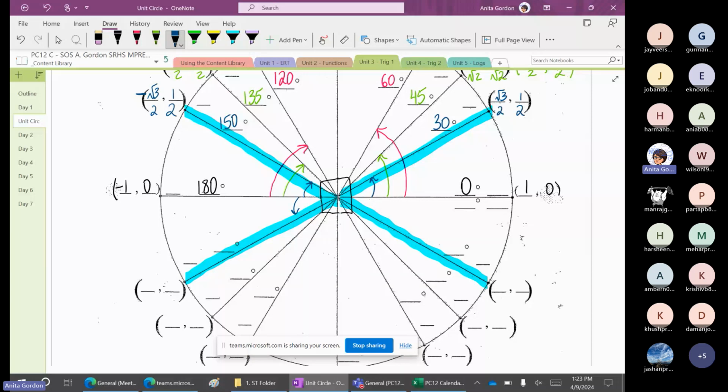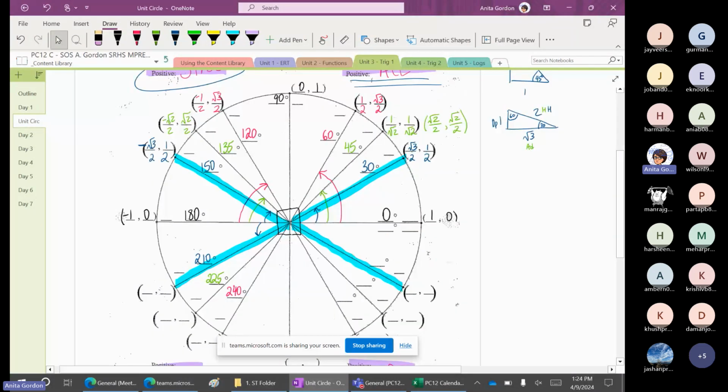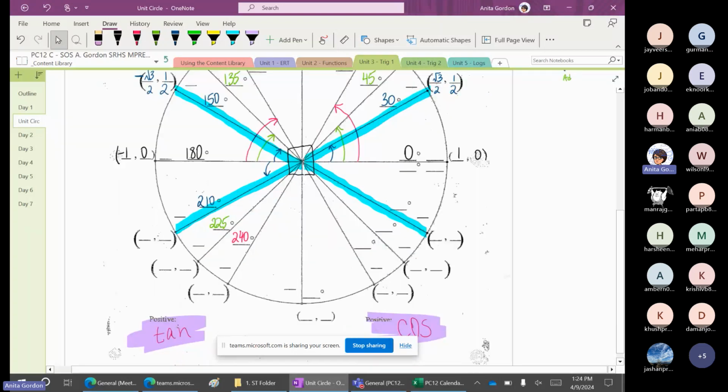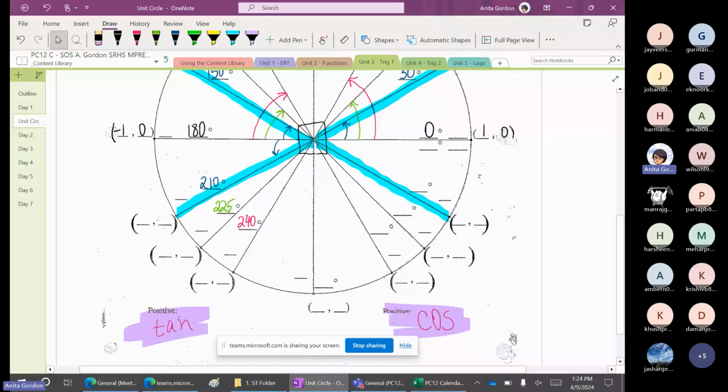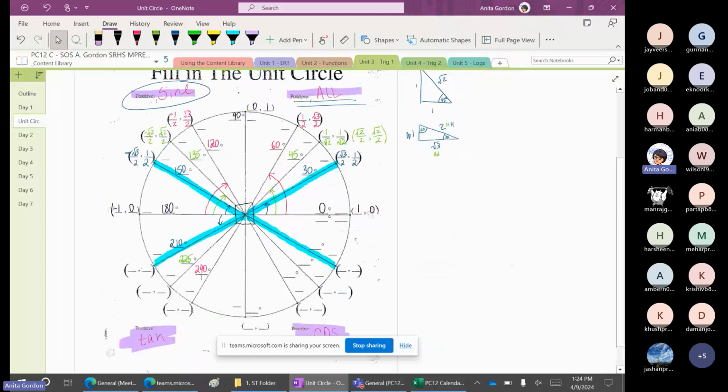So 180 plus 30 gives me 210. 180 plus 45 gives me 225. 180 plus 60 gives me 240. I'm matching all the pink coordinates, green coordinates, blue coordinates, all the way around the circle. In quadrant 3, only tangent is positive, so both my numbers in this case are negative. Cosine is x, sine is y. I'm going to let you finish this one up on your own. I will post the final full unit circle later on.